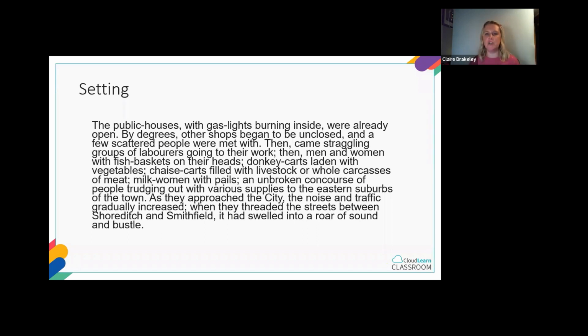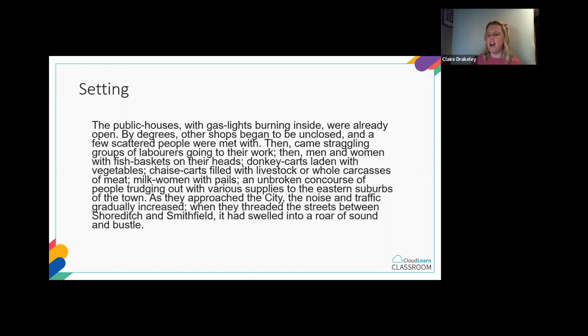Is it a quiet countryside thing? Is it the middle of a city? Is it busy? Is it early morning, work time? Is it middle of the night? When is this set? Without it having to say. What did everyone pick up on? Busy, Tabitha, absolutely busy. Yeah.